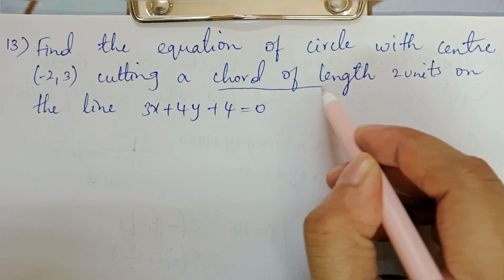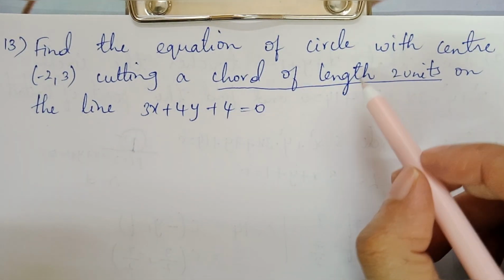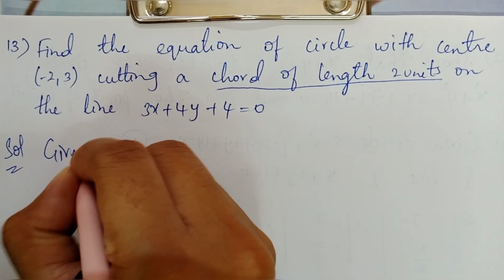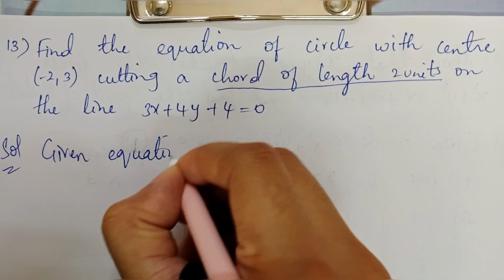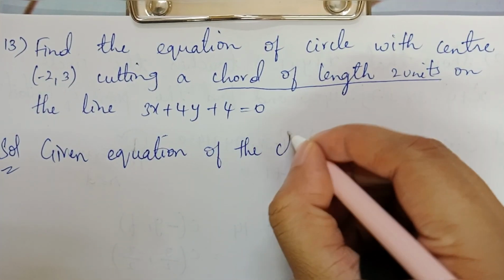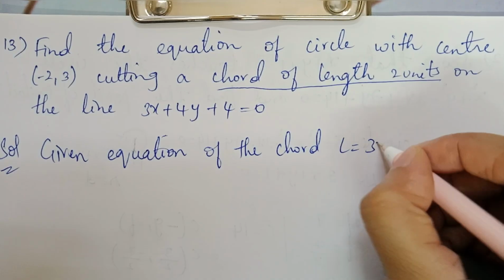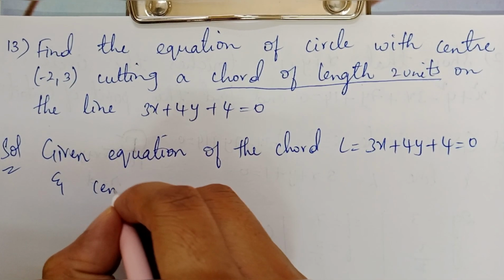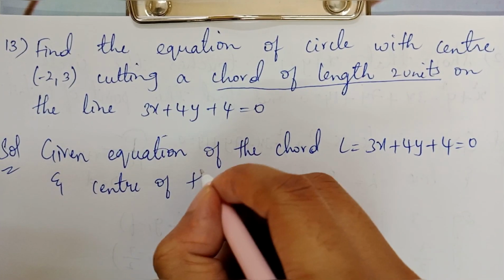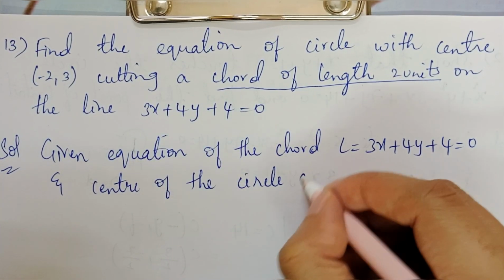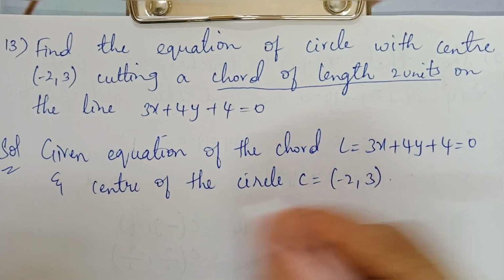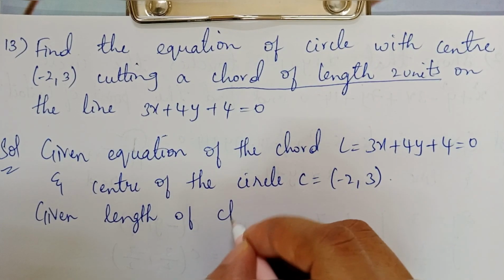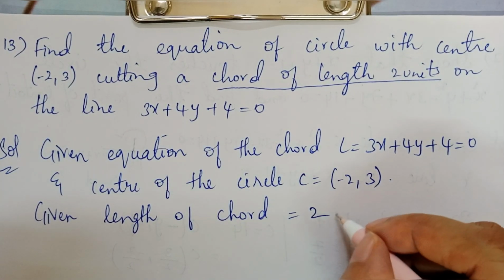For that, it is given that the chord length is 2 units, so we have to use this to find it. Given: the equation of the chord L is 3x + 4y + 4 = 0, the center of the circle C is (-2, 3), and what else is given is the length of the chord. Length of chord is equal to 2 units.